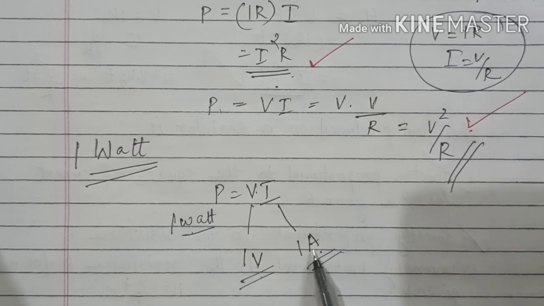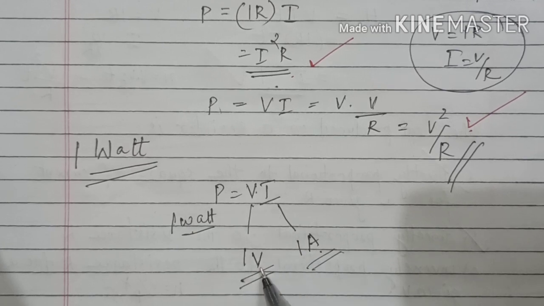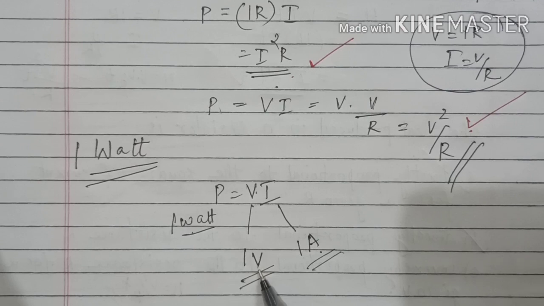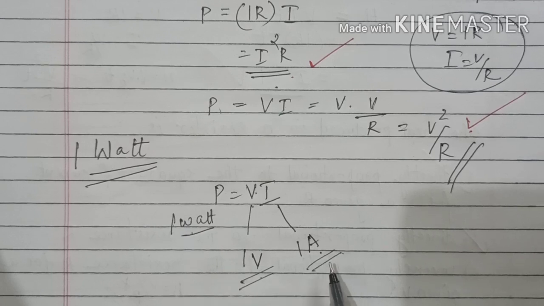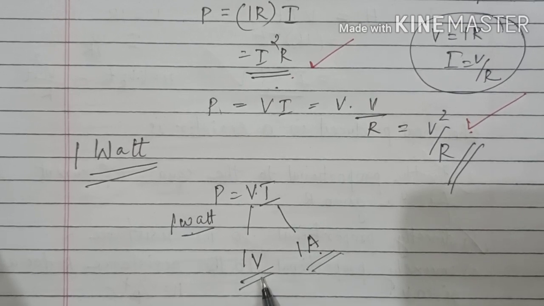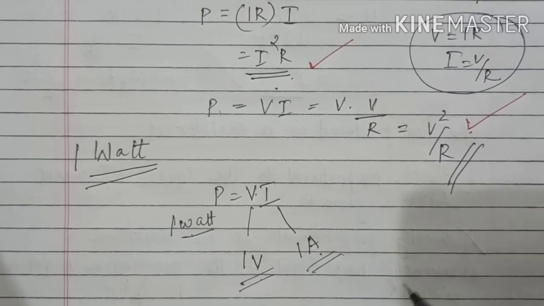How will you define? If a current of 1 ampere flows through the circuit or the appliance on applying a potential difference of 1 volt, you will get a power of 1 watt. So an appliance having 1 watt means a current of 1 ampere should be applied with a potential difference of 1 volt. Understand?